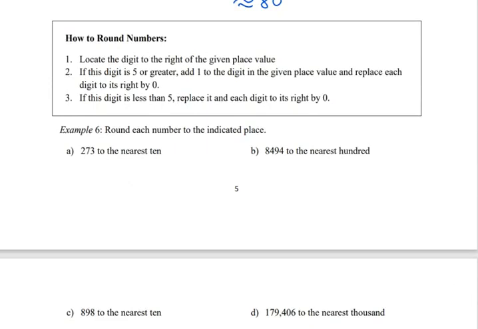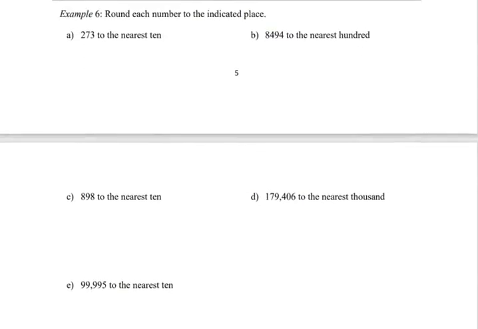When you round numbers, you are going to first locate the digit to the right of the given place value. In any problem, you would be asked to round to a certain place value, so the first thing you do is look at the next digit. If that next digit is 5 or greater, you add 1 to the digit in the given place and replace each digit to its right by 0. If the next digit is less than 5, replace it and each digit to its right by 0. Okay, so let's see what we can do.